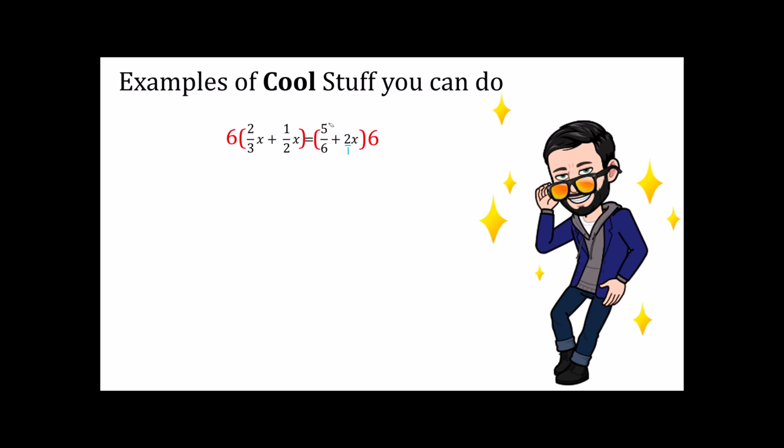If I do 6 times 5/6, that's 30, which is 5, and 6 times 2 is 12. Do you understand what just happened there? By multiplying everything in this by 6, I end up getting rid of my fractions. Think about that for just a second.